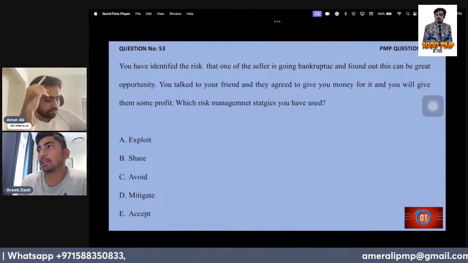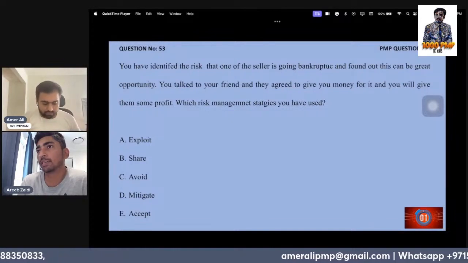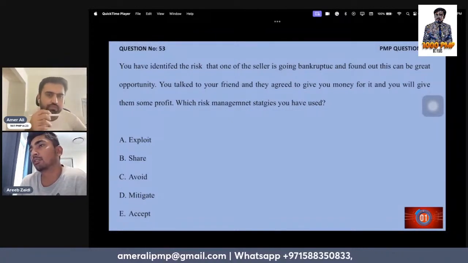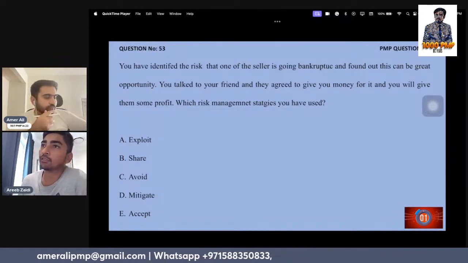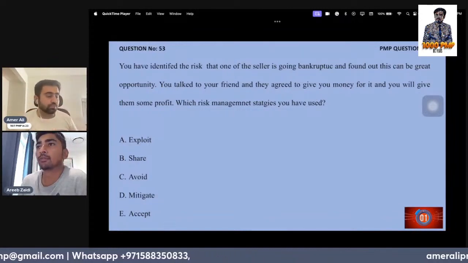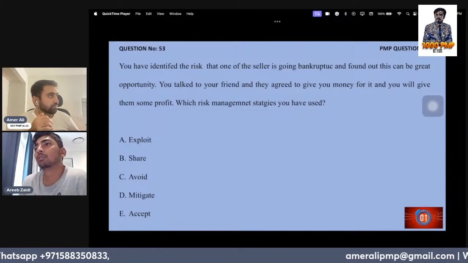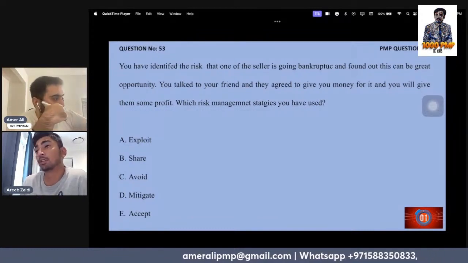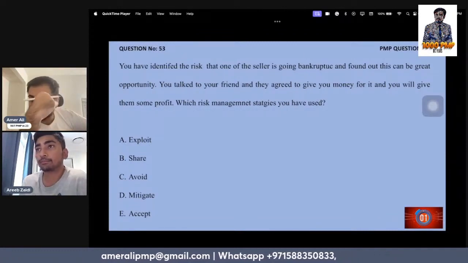And acceptance would be because there's no such risk involved, so it's not going to be acceptance. And avoiding, it's not going to be avoiding. If there's any loss, he's going to have 100%. So it's going to be between, so that's why I was thinking share, because he's going to have it with a friend.